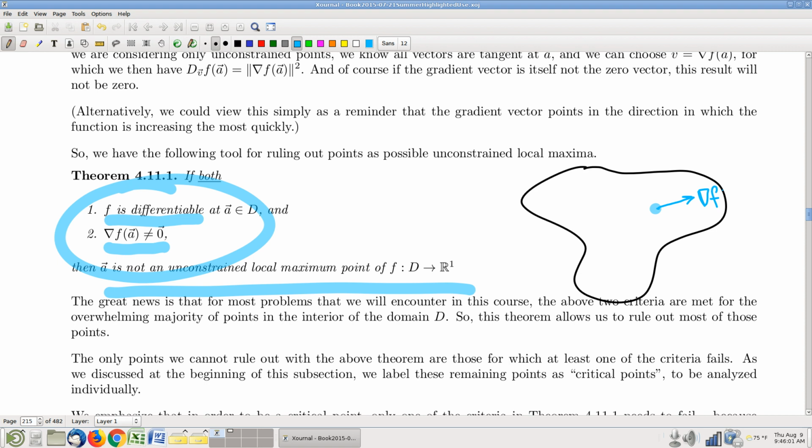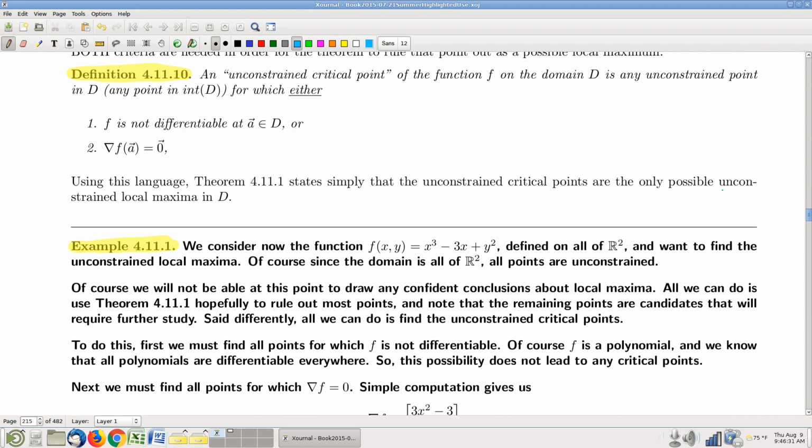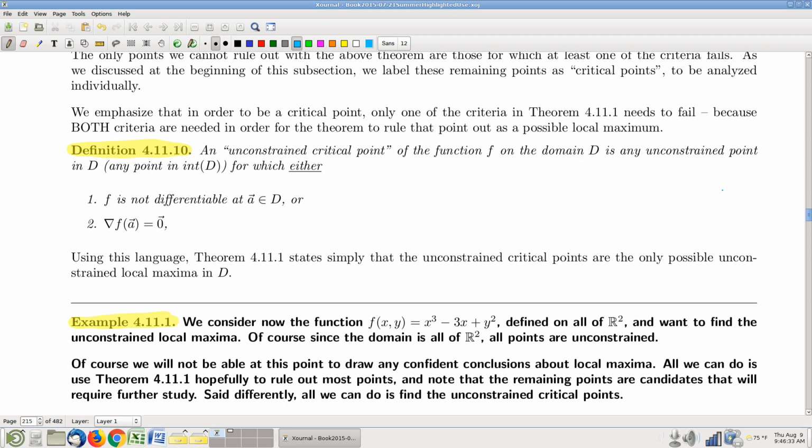Doesn't always work. There are some points where this fails. There are some points where, for whatever reason, one of these two conditions isn't satisfied, and my process of elimination just doesn't work. Those are points that I know nothing about. I know a lot about this point here. This point right here, definitely not a maximum. I know that it's not, and I know why, because of analysis. The other points, I don't know. It's hard to say. So we call them critical points.